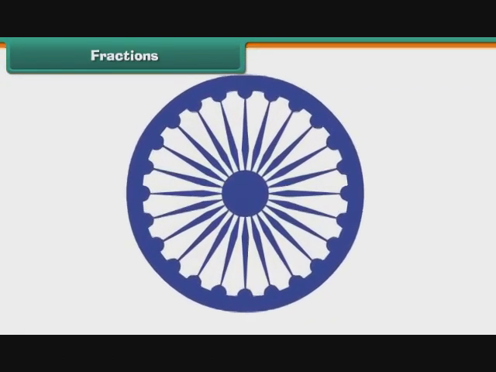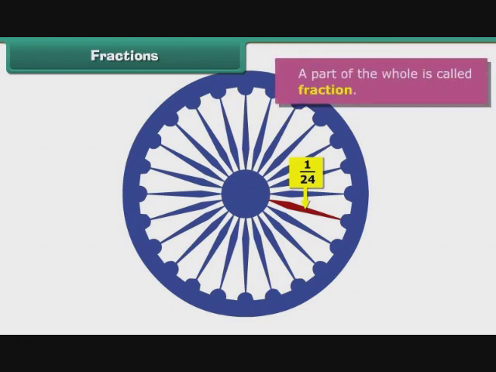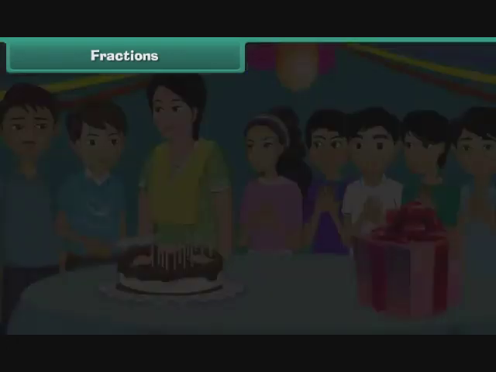Consider the Ashoka Chakra. It has 24 spokes. The spokes divide the wheel into 24 equal parts. Each part is 1/24th of the whole wheel. A part of the whole is called fraction.